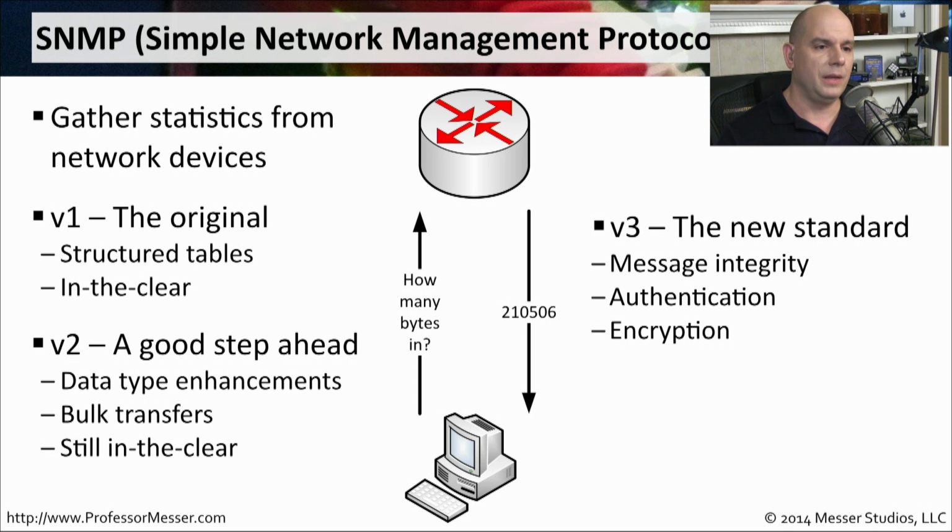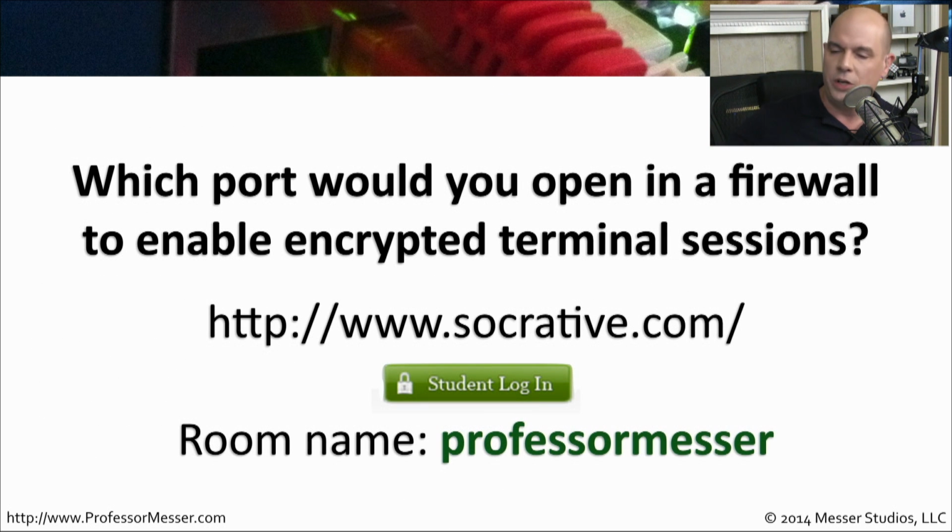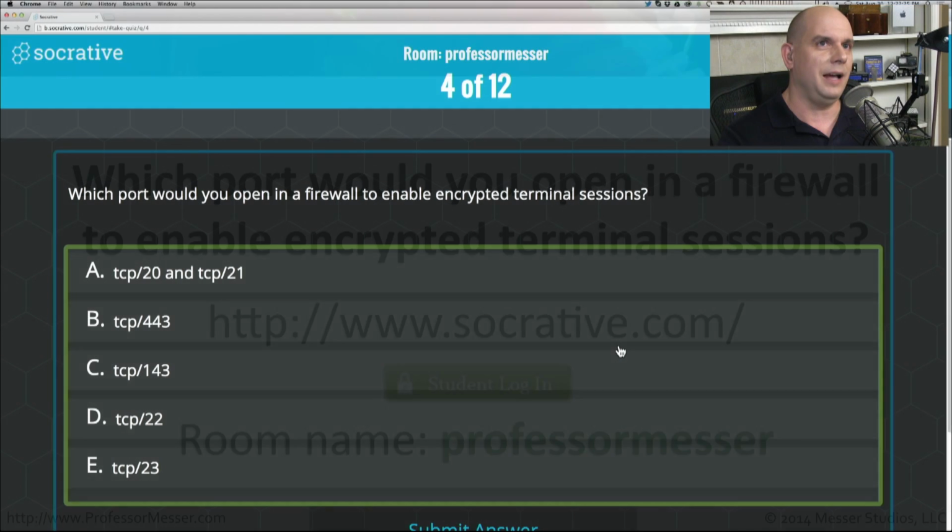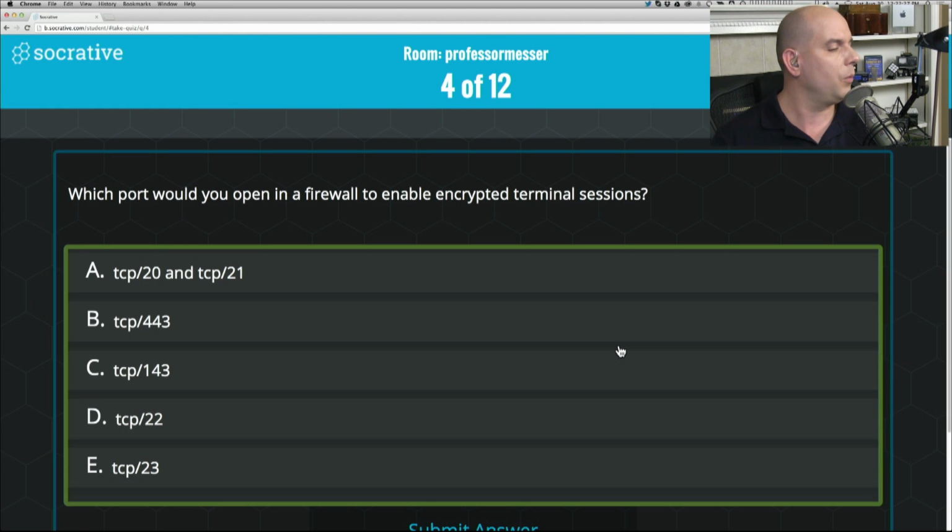Well, that takes us through the SNMP. We're doing pretty well so far. So let's give you another question. Let's stick with this idea of ports and protocols. And the question is, which port would you open in a firewall to be able to allow the encrypted terminal sessions to operate? So we haven't really talked port numbers yet. And that's for a very good reason, because now I'm asking you about port numbers. So what port would you open in a firewall to enable encrypted terminal sessions?